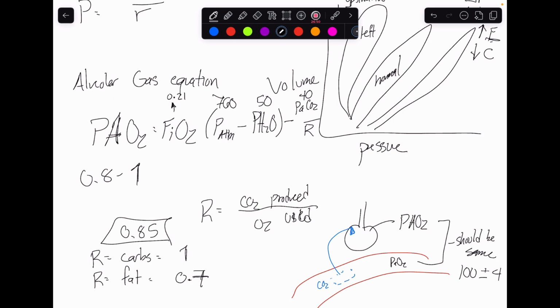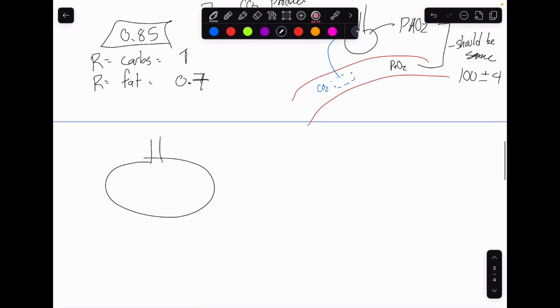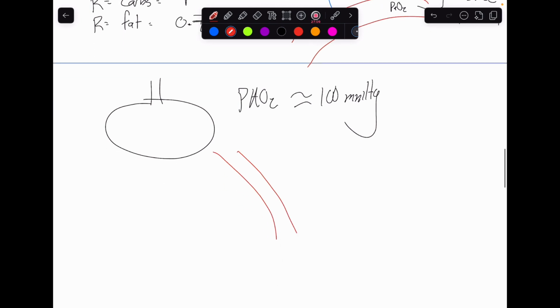So this little curve right here, this is the alveolus. Our PAO2 should be about 100 millimeters of mercury. And then here we have our arterial, where we're going to have PaO2 about 100, with our PaCO2 about 40, as we were showing on the other side. Then it goes through into the body.